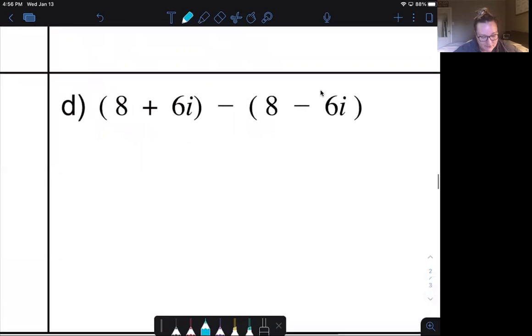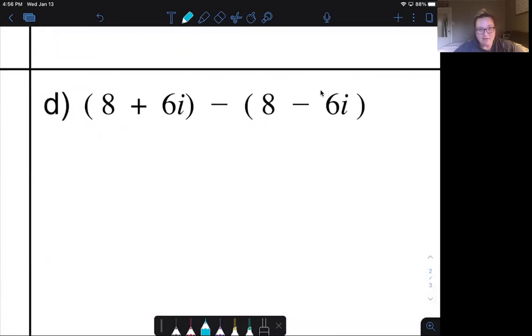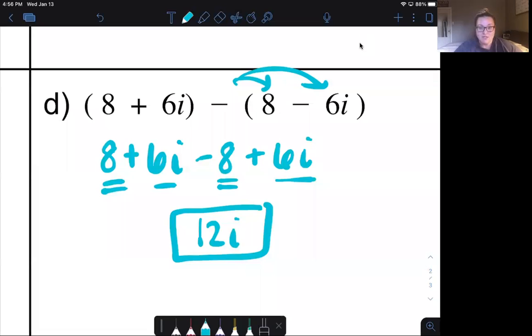All right, why don't you go ahead and try part D by yourself. Take 8 plus 6i minus 8 minus 6i. Press pause and then press play when you're ready to check your work. So I distributed that negative. So I ended up with 8 plus 6i minus 8 plus 6i. I combined my like parts. 8 minus 8 is 0. So that part dropped out. 6i plus 6i is 12i. And I actually ended up with a pure imaginary number.